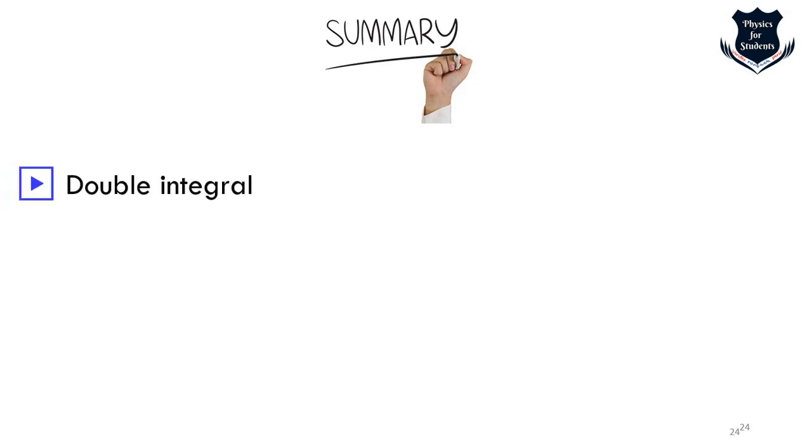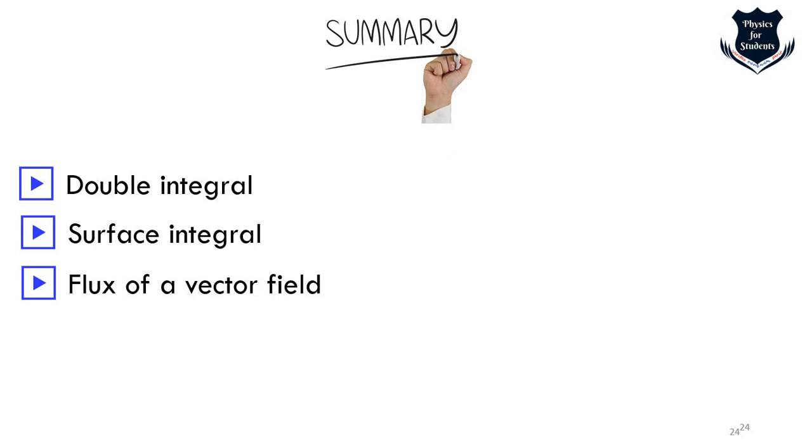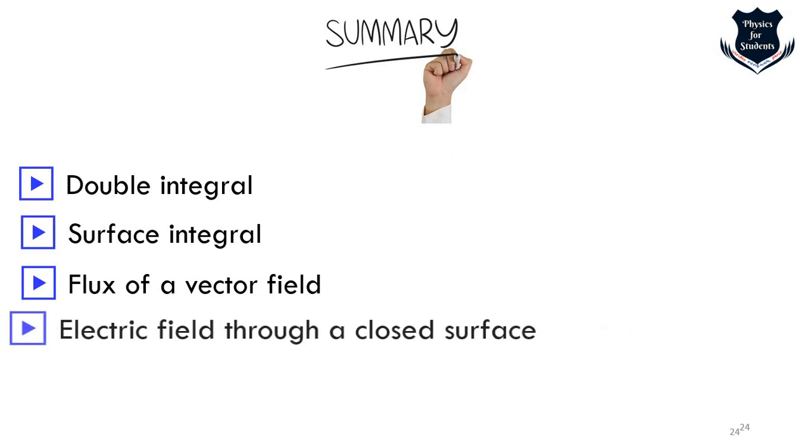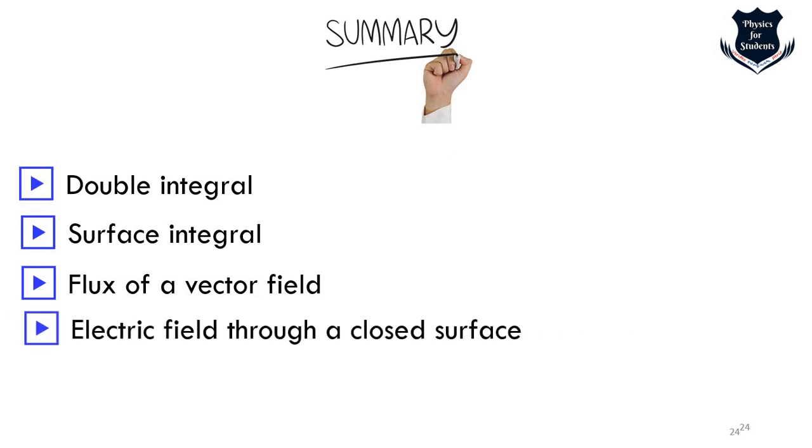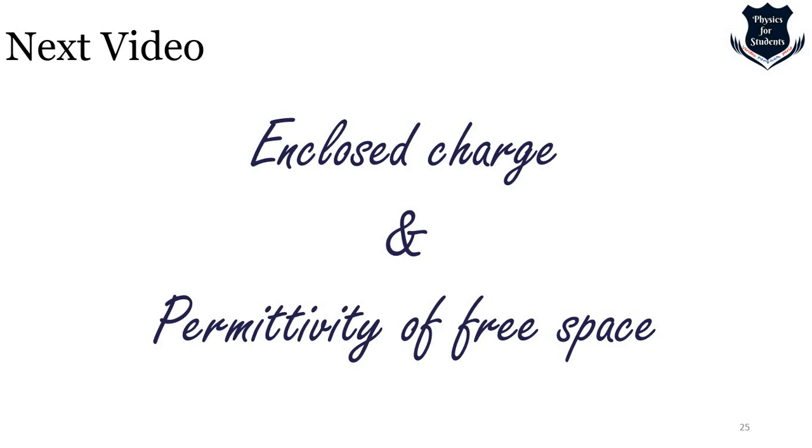So just a quick summary: we learned about the double integral, we learned about the surface integral, and we learned what is called the flux of a vector field and the electric field through a closed surface. This is quite a comprehensive and detailed video. In the next video we will cover what is an enclosed charge and the permittivity of free space. More or less that would cover the final part of the integral form of Gauss's law.